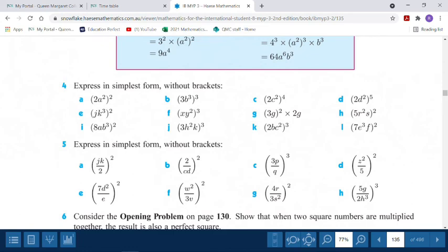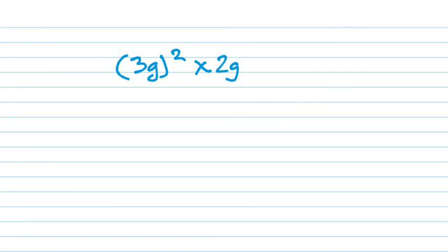And here we've got some mixed ones. No signs. How rude. Oh, well. So look at something like g on this one. We have 3g raised to the 2nd power times 2g. Now, I'm told to multiply those two things together, but the order of operations says before I do that multiplication, what do I need to take care of? The bracket. So we'll take care of this bracket first.